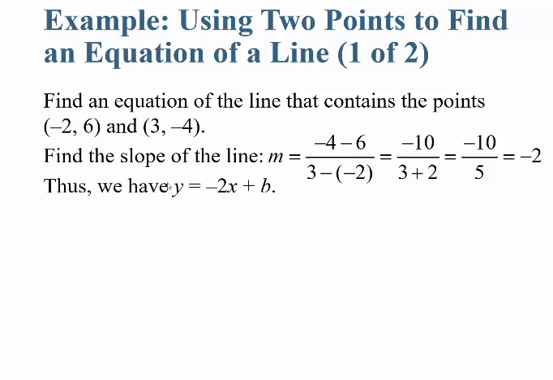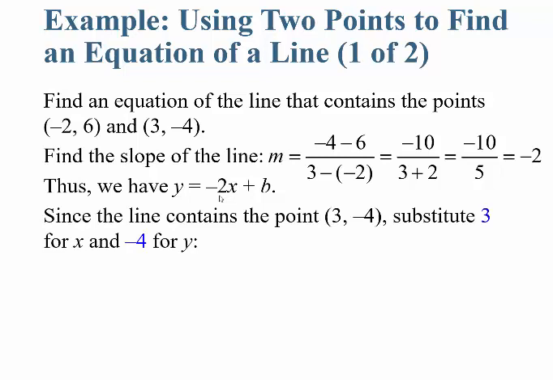Okay, so remember, take your y is equal to mx plus b and plug the slope in, which is negative 2, for m. All right, now I've got to find b. Both of these are points on the line, so I could pick either one of these points and plug it in for x and for y. Since the line contains the point, I'll pick the second one, 3 comma negative 4. I'm going to substitute 3 in for x and negative 4 in for y.